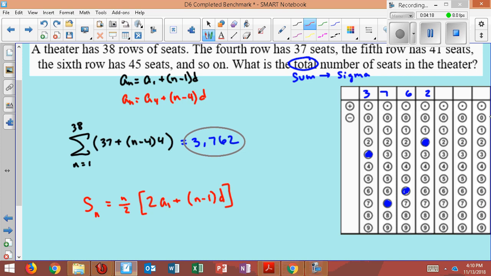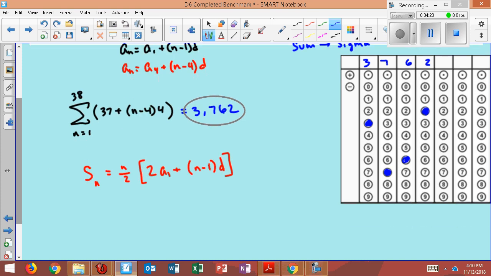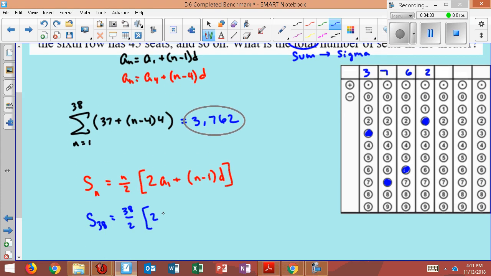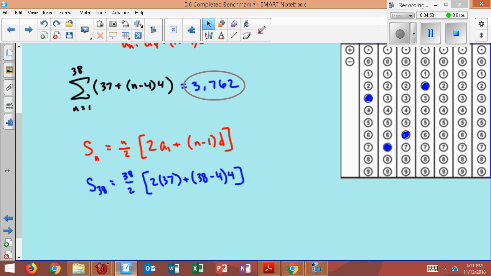Okay, that's our formula. And I'm going to adjust this, because we're not given the first term. I'm going to say S of 38 equals 38 over 2, and this multiplies times 2. And I don't have a sub 1, but we do have a sub 4. And so a sub 4 was 37. So I'm going to say 2 times 37. But if that's a 4, then this needs to be a 38 minus 4, times my common difference, which was 4. And if you solve this, we should get the exact same value. I'm just going to type it in as it is.